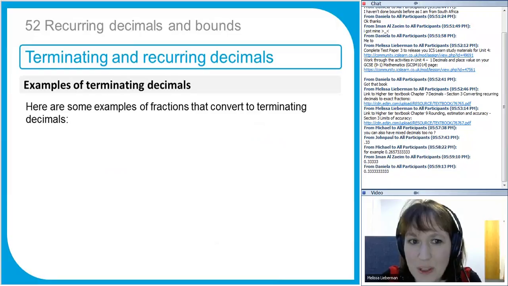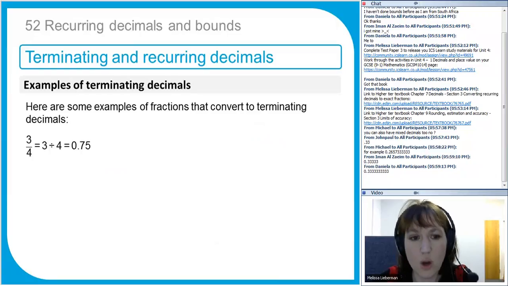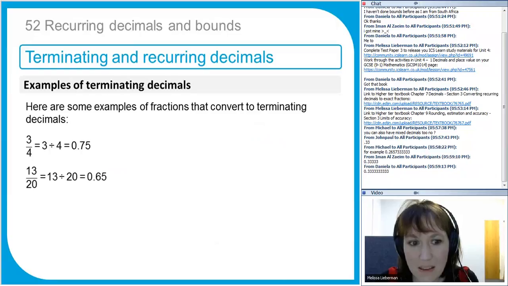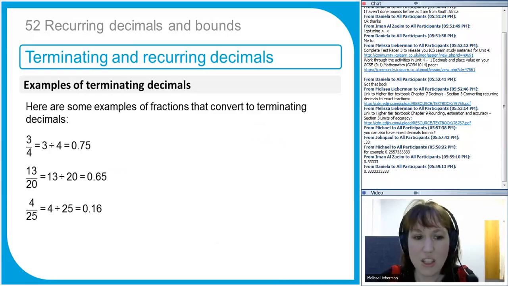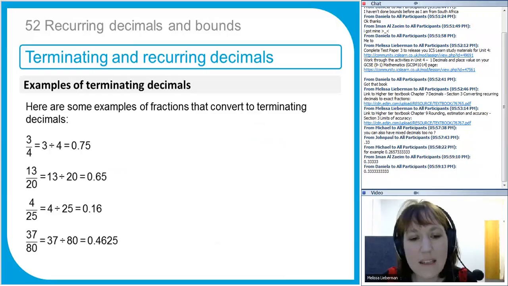Here's some examples of some terminating decimals. So that's decimals that have a fixed number of digits after the decimal point. So for example, 3/4, you should know this one. It's 0.75 because 3 divided by 4 is 0.75. If I did it as a short division, that's the answer that I would get. 13/20 is 0.65. These are just random ones, but I'm trying to get you to spot a pattern. 4/25 is 0.16. And here's another one that gives us a terminating decimal. 37 over 80 is 0.4625. And that's it. There's no more digits after the decimal point.